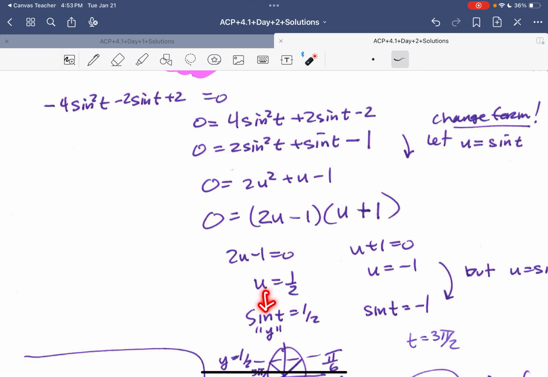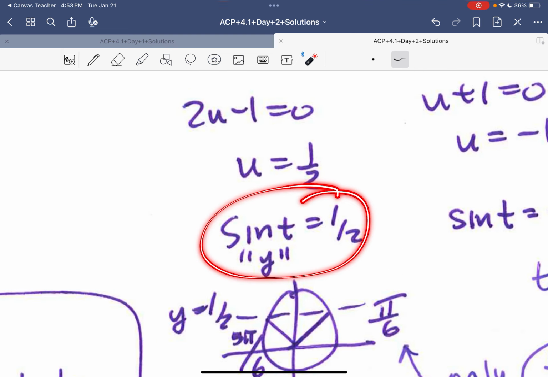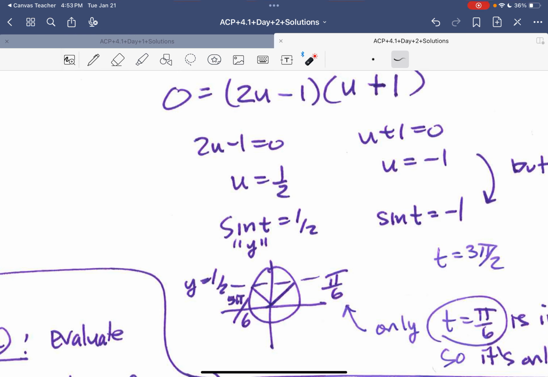But remember, u is sine. So if you ask me to solve sine of t is equal to 1/2, say, look, sine is just y. So where's the y coordinate equal to a positive 1/2? Well, pi over 6 is my reference angle. And so over here, if I go back from 6 pi over 6, 1 pi, I get to 5 pi over 6.